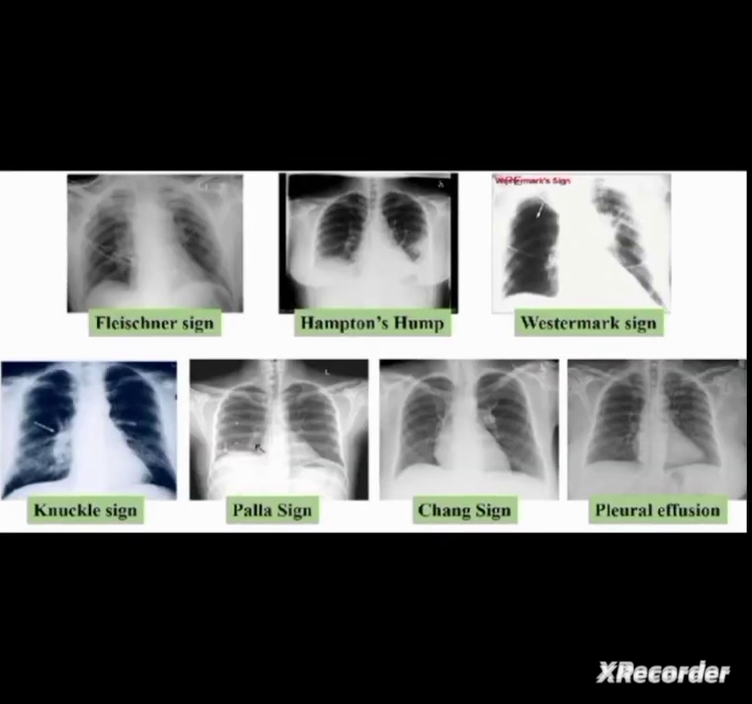And while taking chest X-ray for diagnosing pulmonary embolism, there are some signs in the chest X-ray that will be helpful for diagnosing pulmonary embolism. The first one, Fleischner sign, Hampton sign, Westermarck sign, knuckle sign, Palla sign, Chang sign, pleural effusion. All these signs may occur along with the pulmonary embolism. Most of them together will not be there, but all these signs are indicators of pulmonary embolism.